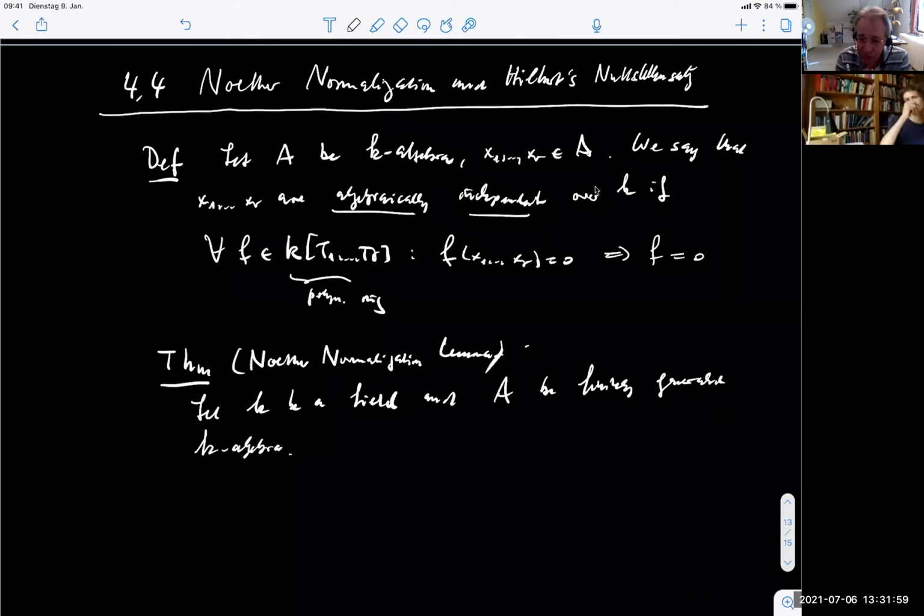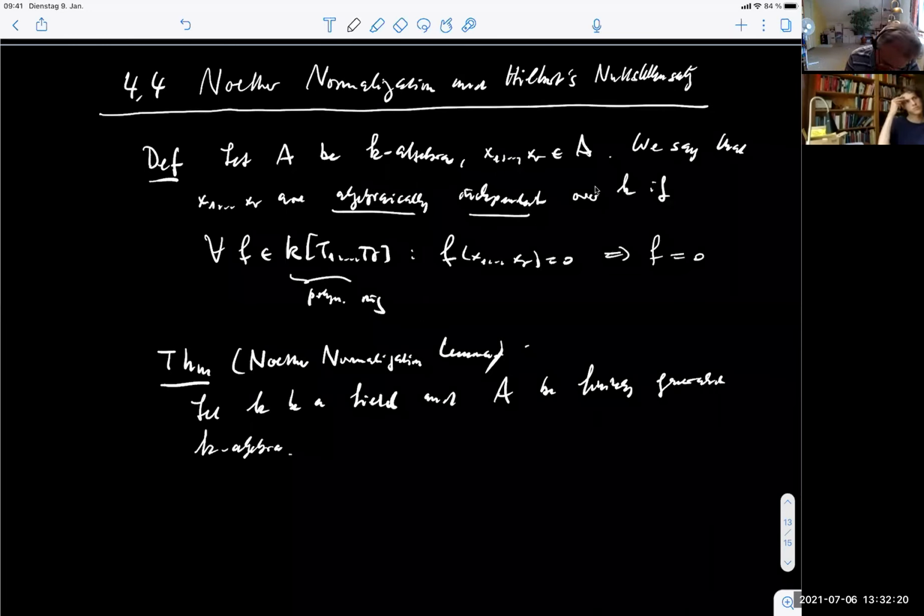With the property that, if you adjoin these independent elements, let's call them x1 up to x something, then from this intermediate ring to A, it's just an integral extension.